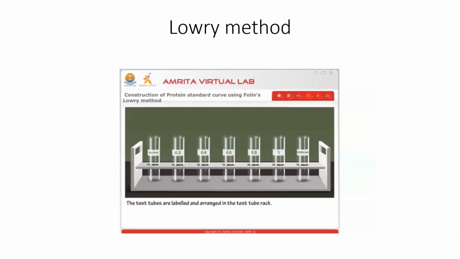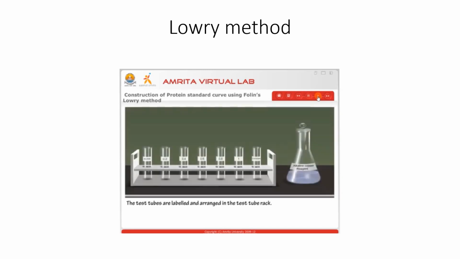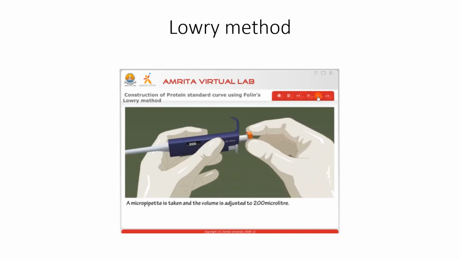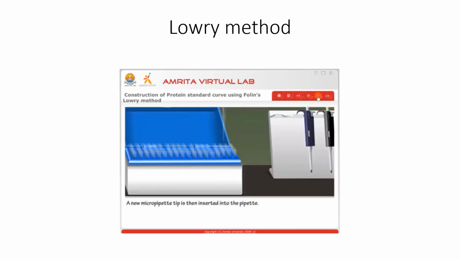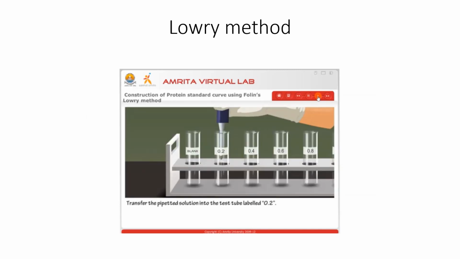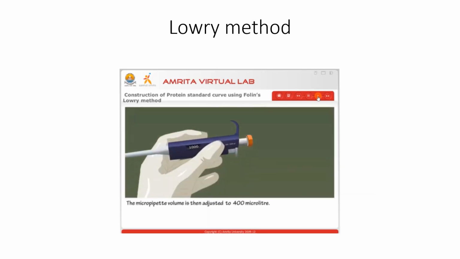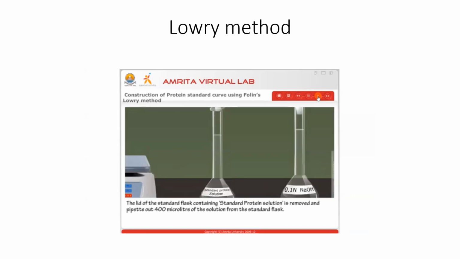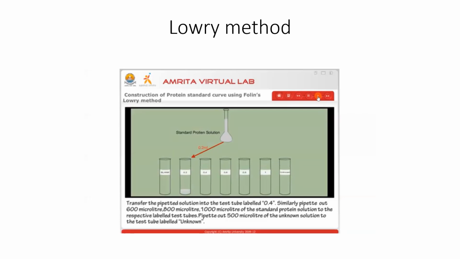So to show you how to generate a standard curve, here you can see the test tubes arranged for our standard curve. First, we will adjust the volume of our pipette to 0.2 milliliters. 200 microliters of protein will be added to the first tube. The process will then be repeated, adding twice as much protein to each subsequent tube for our standard curve. Note that our blank tube will not contain any protein.